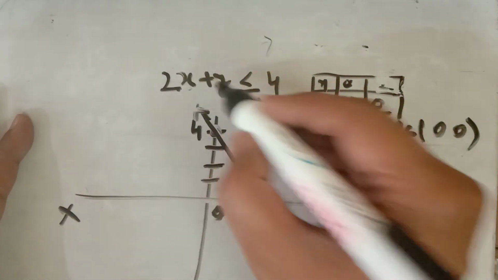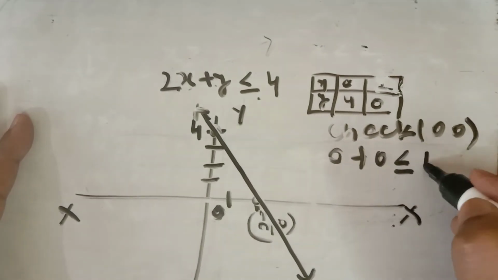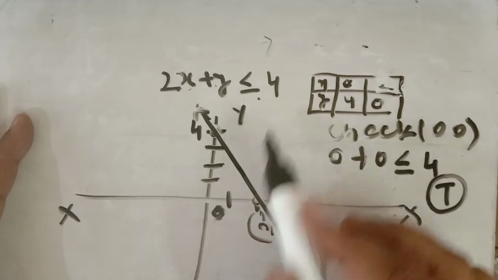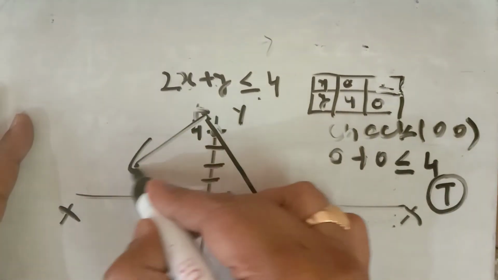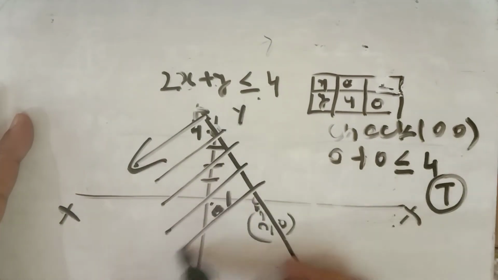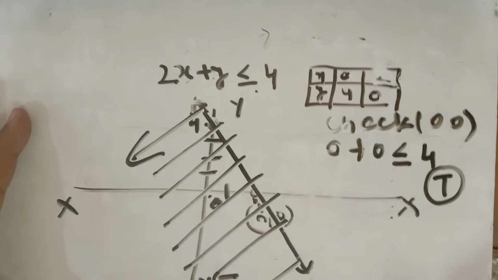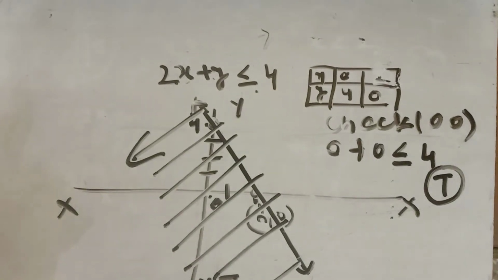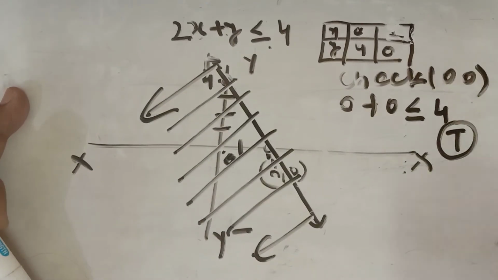So put the values of x and y as 0, 0. So 0 plus 0 is less than or equal to 4, which is true. It means the solution will be towards the origin, like this. So this is the method to draw the graph of a linear inequation containing a single variable as well as two variables. When you have to draw the graph of a linear inequation containing two variables, you have to draw the solution set of that.